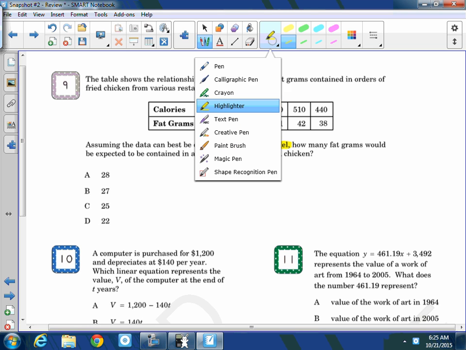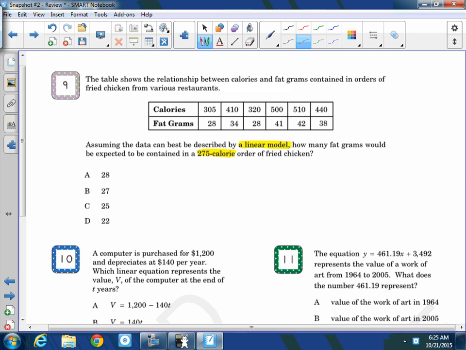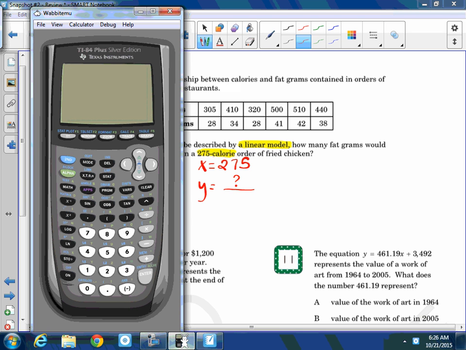So the first thing that we need to do is figure out which one is X and which one is Y. Okay. So the fat grams depend on the calorie. The more calories something has, the more fat grams it has, especially if we're talking about fried chicken. So this would be your X and that would be your Y, which means this right here, 275 calories, means that X equals 275. So I got to predict Y when X equals 275. So what I'm going to have to do is go to stat, do the linear regression, which all of you can do.